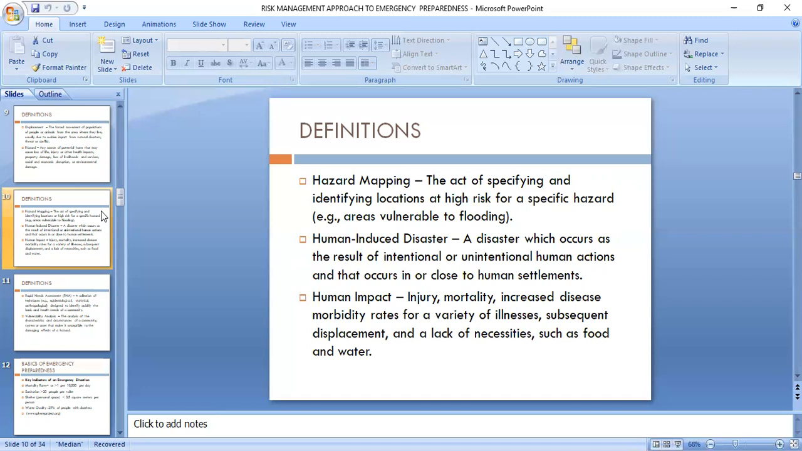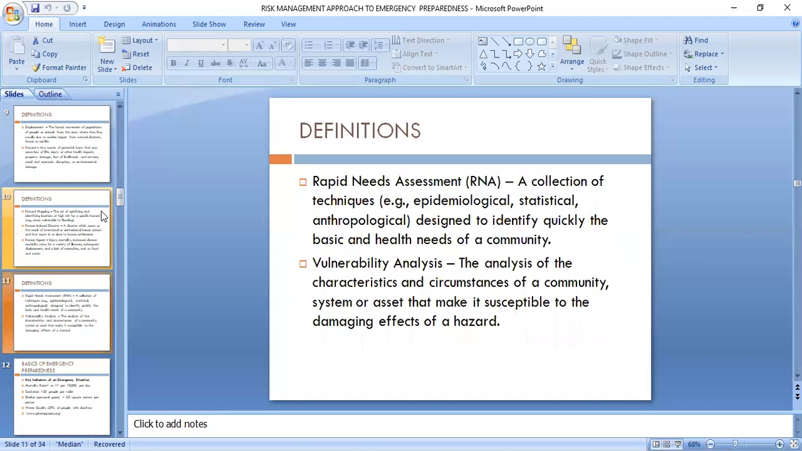Then you have human impact. So human impact is the worst impact a disaster or emergency could have in terms of people dying, people getting injured, people becoming sick, people becoming ill, people becoming displaced. So that is the worst case scenario of an emergency.